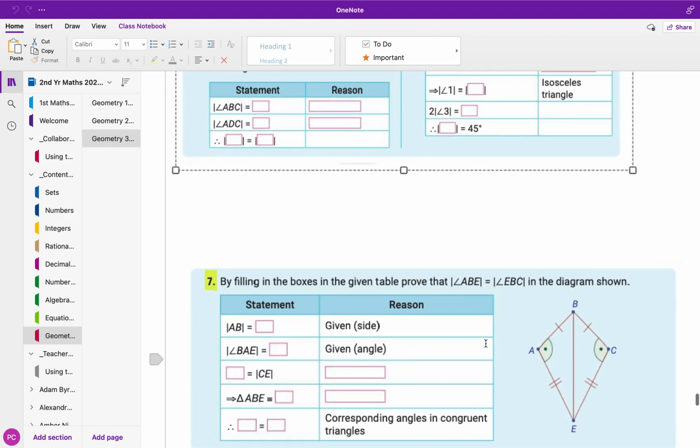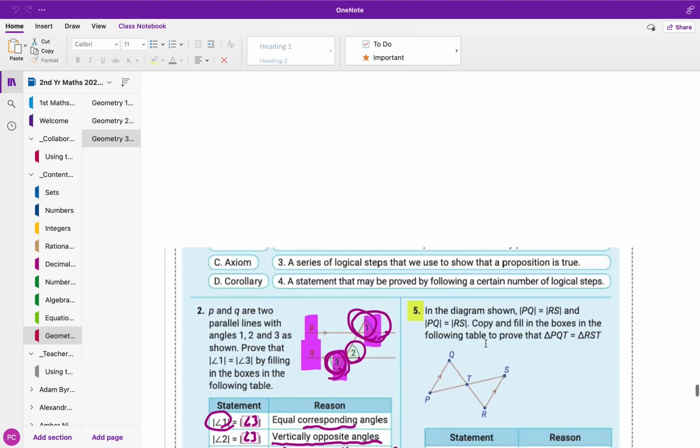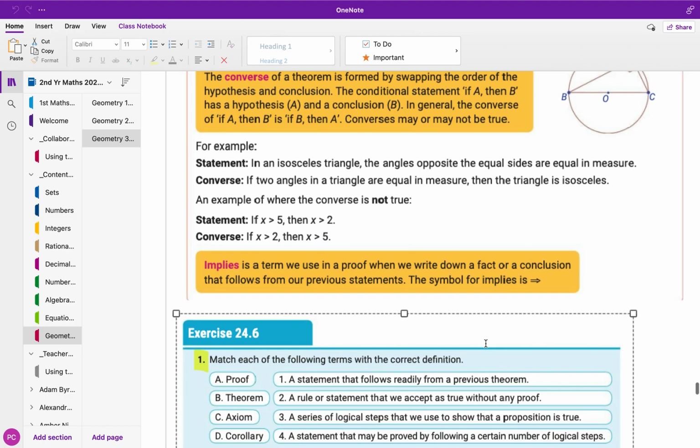So today, work through the highlighted questions. You can see them there in exercise 24.6. And then if you're finished, you can move on to the revision exercise. And for homework, it's just your own study. And I'd suggest using the revision exercise to prepare for the test on Thursday.